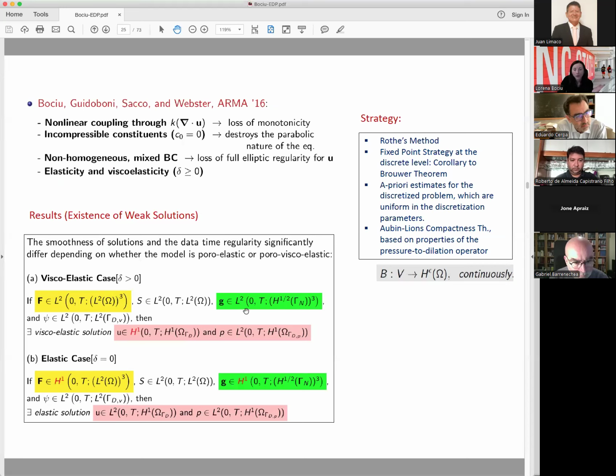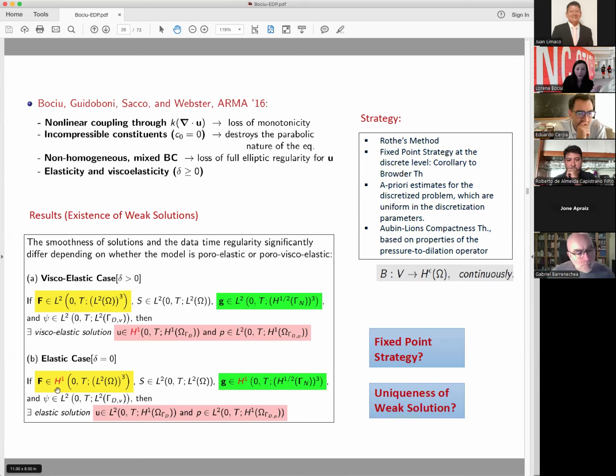Of course, on the boundary, you need L2 in time, H1 on the boundary, and you get a solution in the finite energy. In fact, you get even better for the displacement. It's H1 in time. However, if there is no viscoelasticity, you're just poroelastic, in order to get your finite energy solution, you actually need higher regularity in time for the sources F and G. So they need to be H1 in time to actually obtain a solution.